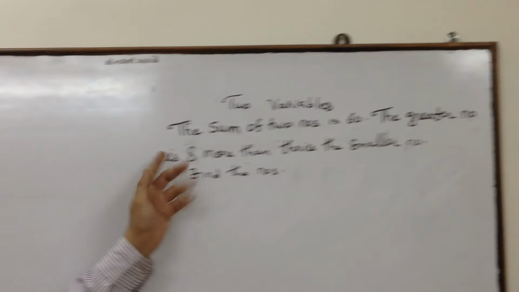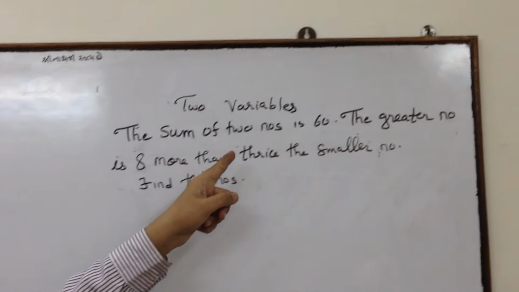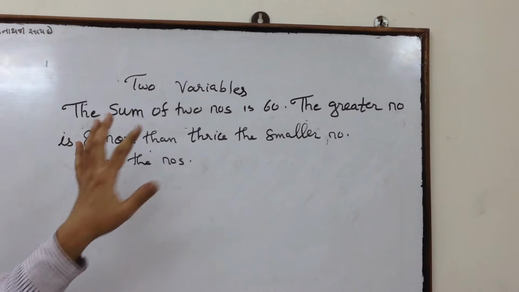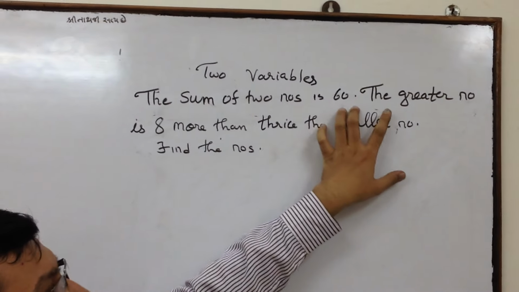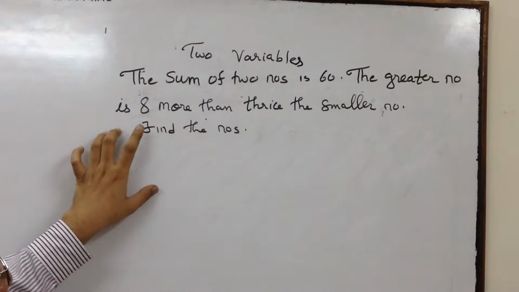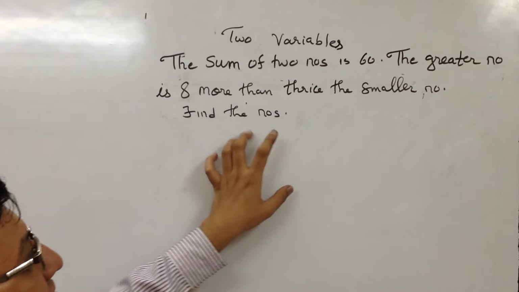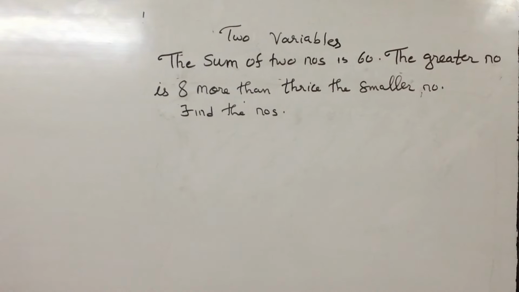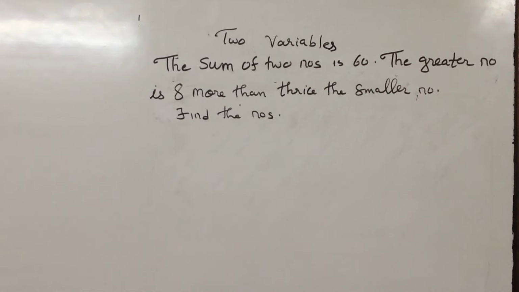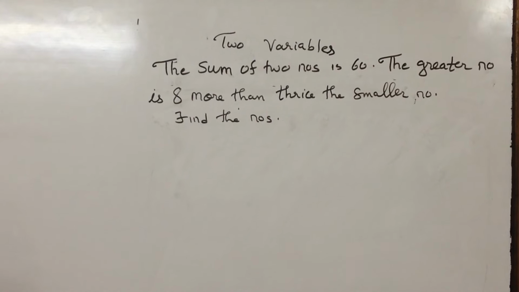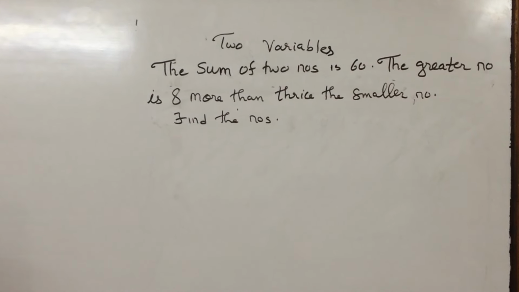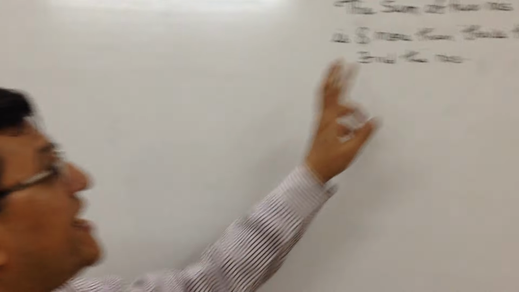What the sum is all about? The sum of two numbers is 60. The greater number is 8 more than thrice the smaller number. Find the numbers. I read the sum: the sum of two numbers is 60. The greater number is 8 more than thrice the smaller number. Find the numbers.